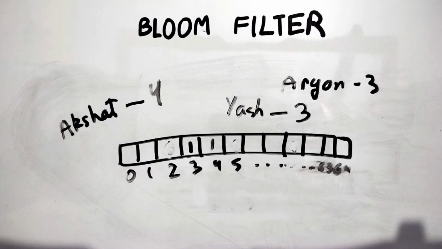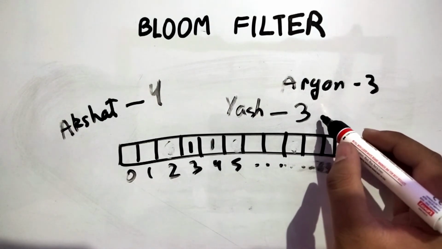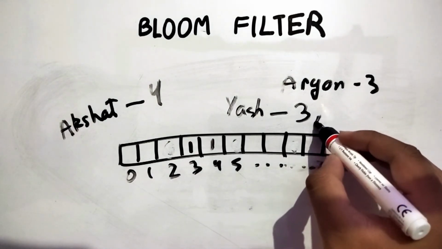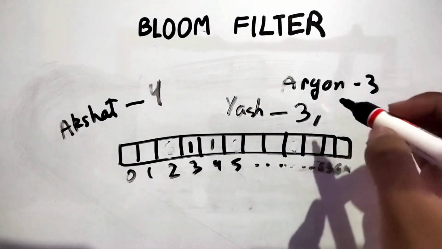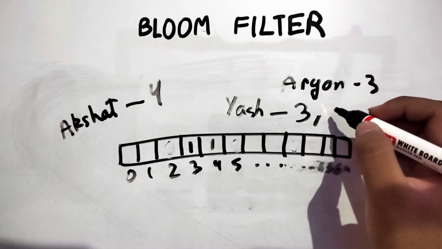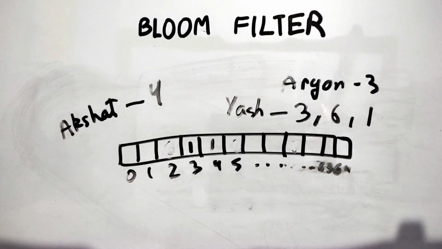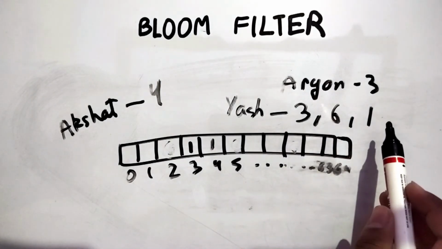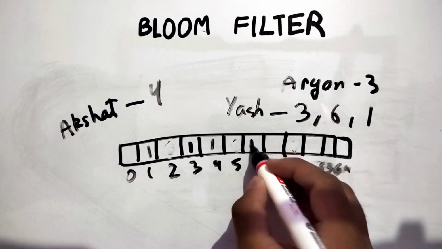The second way is to do something about it. Instead of using just one hash function that gives a single value of 3, we use multiple hash functions. If we use, suppose, 3 hash functions, the same value Yash, with different hash functions of course, will give us 3 unique values. Like 3, 6 and 1. Suppose 3 hash functions produce these values. Then we fill all of these values as 1.